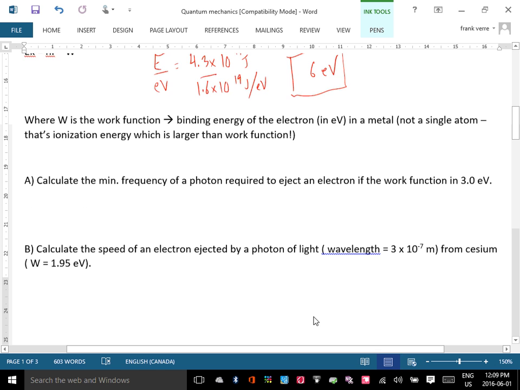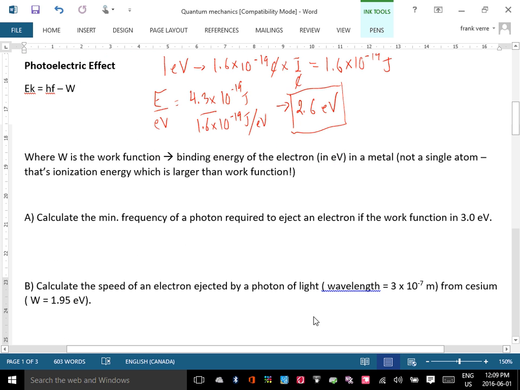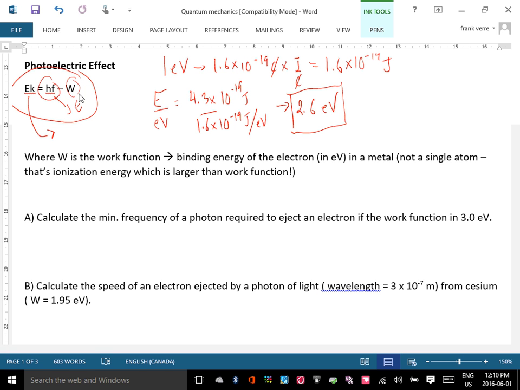Okay. So the photoelectric effect, this is an equation that summarizes the photoelectric effect. What do you think this is? EK, what's that? Yeah, this is the kinetic energy of an electron. This, we saw, was what? What's E ject? That's just energy, right? What's W? W is the amount of energy required to remove the electron from the metal plate.